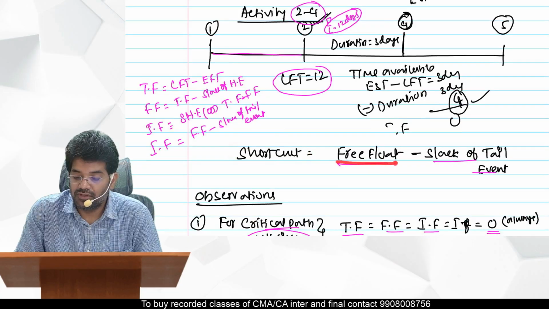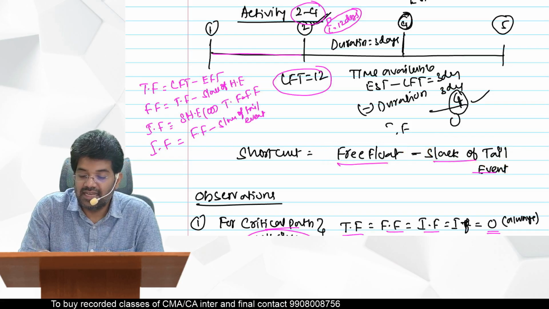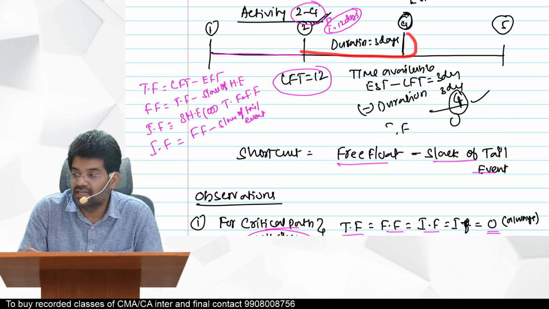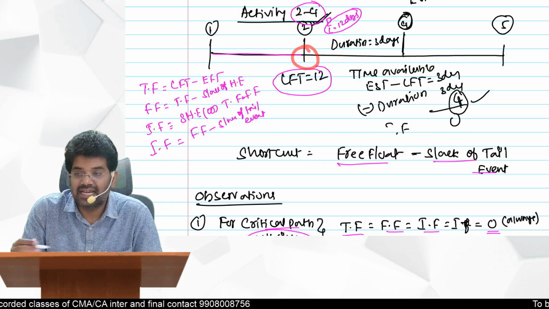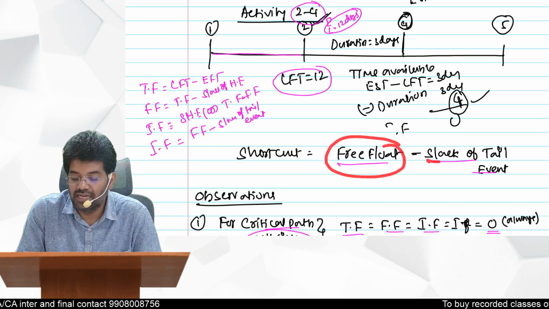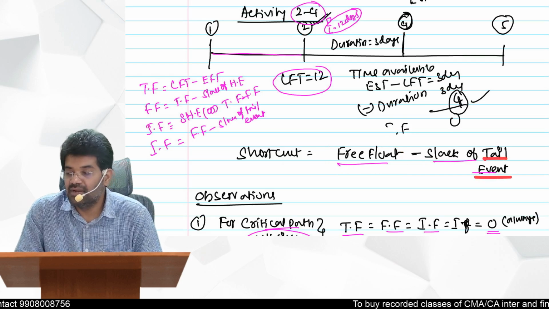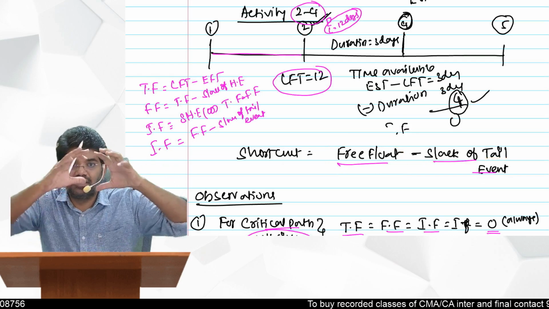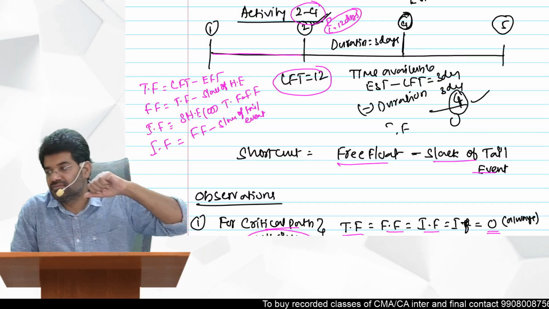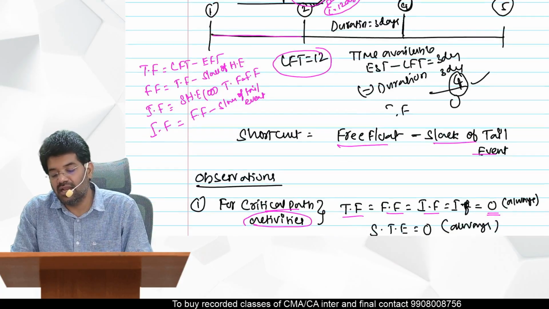From free float, remove the slack of the tail event. For this 2 to 4, if you want to calculate the tail event slack, the L minus E difference, if you remove that from free float, you will get independent float. So free float minus slack of tail event. Tail event means the starting event, the difference between L value and E value. Free float minus slack of tail event is the shortcut for independent float.